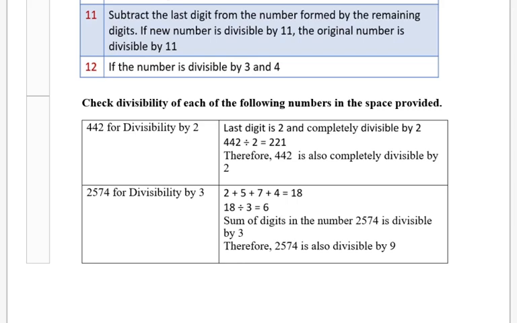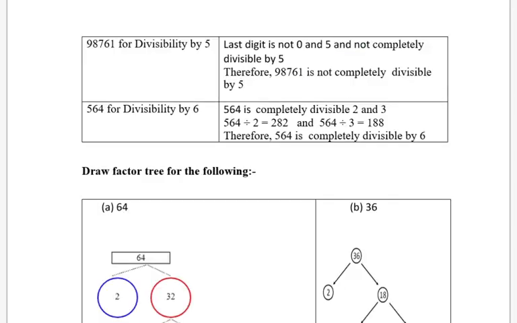Now let us see the next example. It is 98761, for the divisibility by 5. We have to check whether the last digit is 0 or 5, and that is why it is not completely divisible by 5. Therefore 98761 is not completely divisible by 5.